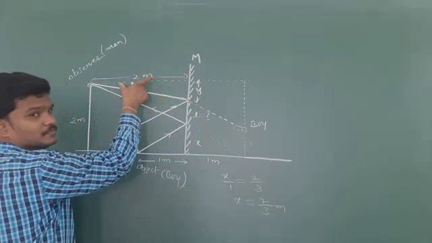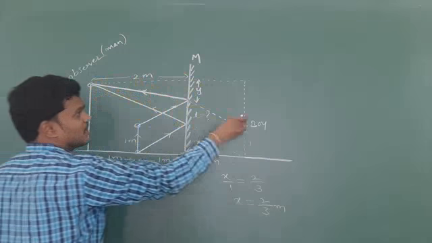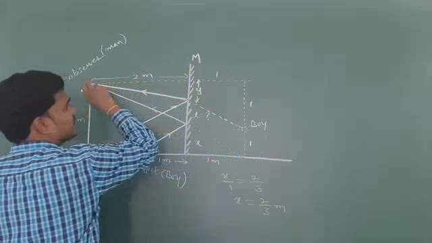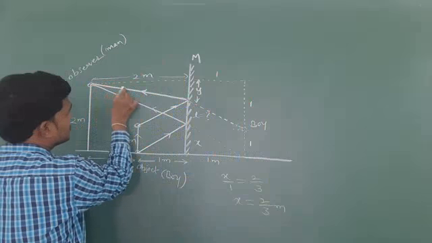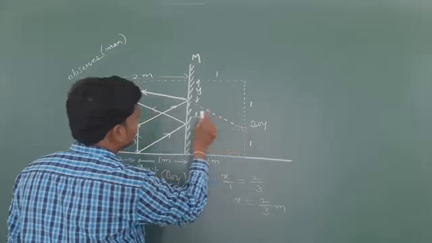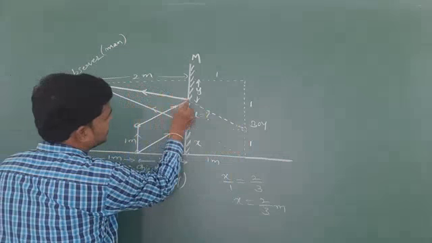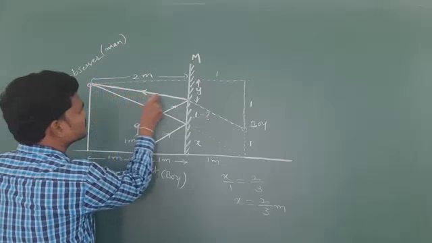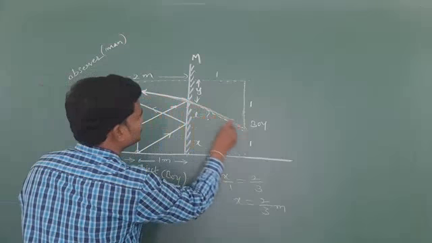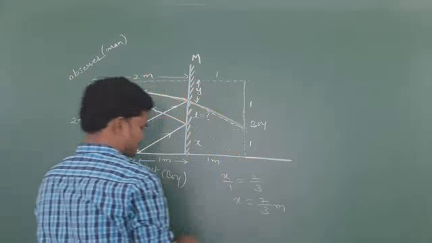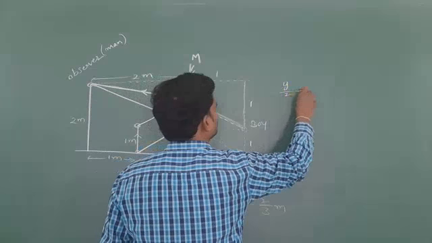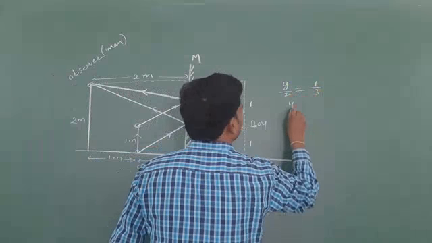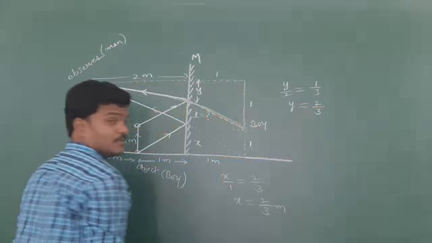Y by 2, and here to here is 1. This is also 1. 1 by 3. Use similar triangle rules. This is not a clear diagram. You draw properly. See, I am using this diagram. Now y by 2 is equal to 1 by 3. Then how much is the y value? Again I got the y value as 2 by 3.